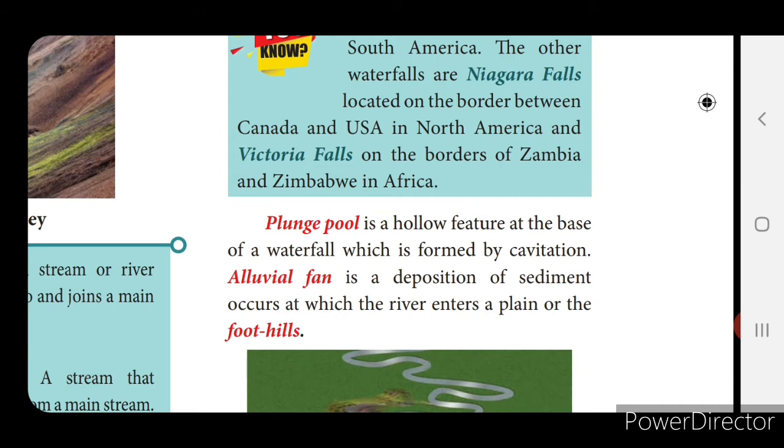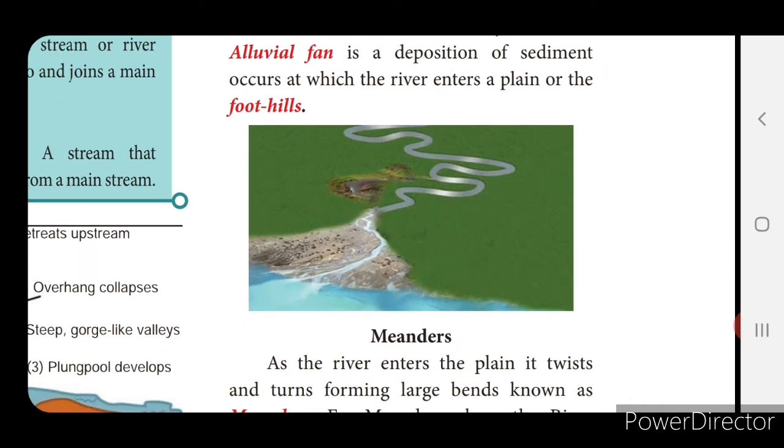Alluvial fan. What is meant by alluvial fan? An alluvial fan is a deposition of sediment that occurs where the river enters a plain or the foothills. The river originates from the hilly region, falls as a waterfall, takes its own path and moves. When it enters a plain or the foothills, there will be deposition of sediment, and that we call an alluvial fan.